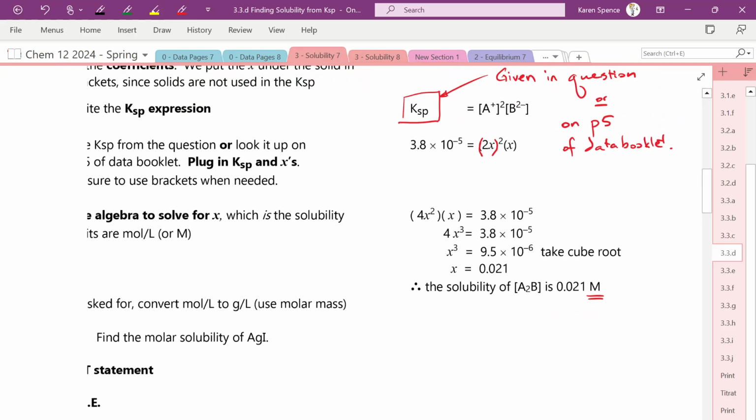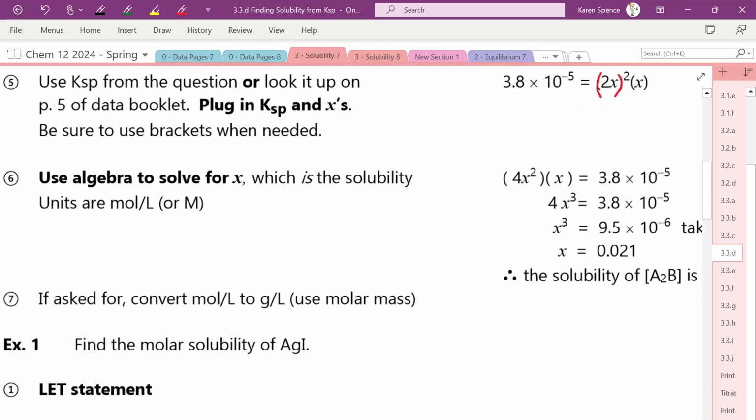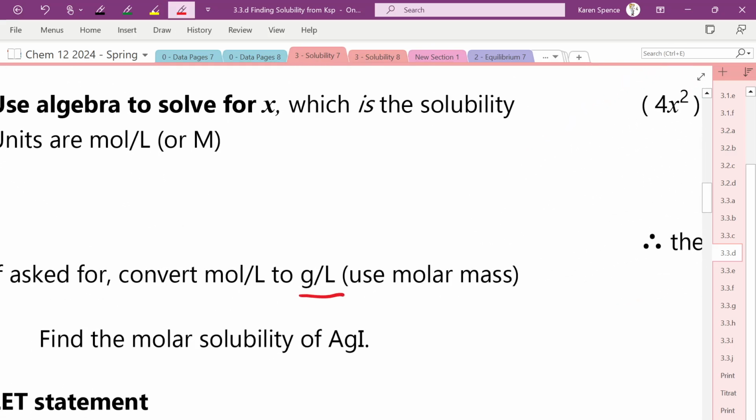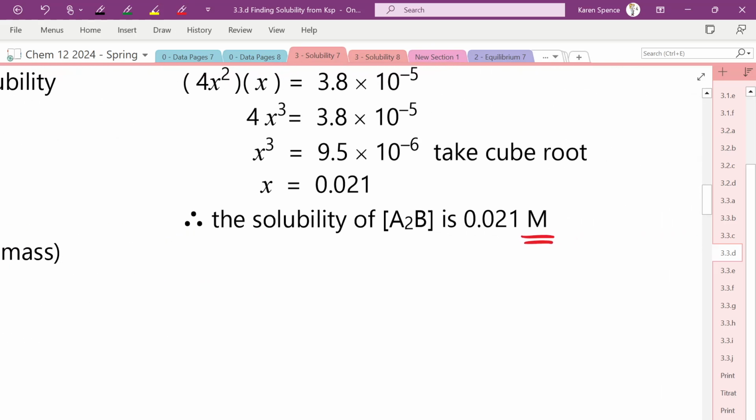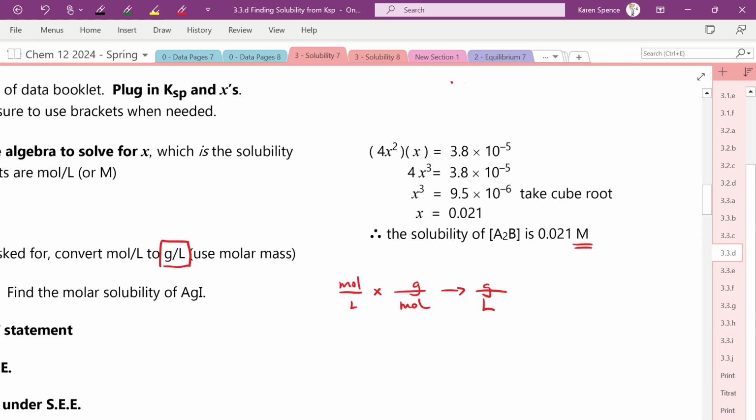Now, you might be asked to find the solubility in grams per liter, in which case you just have one extra step. You would take your moles per liter and you would multiply by the grams per mole, and that would give you grams per liter. Yes? Okay.